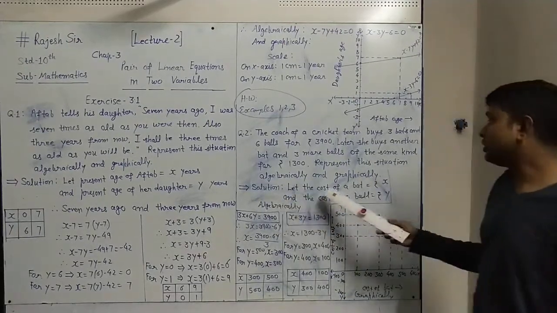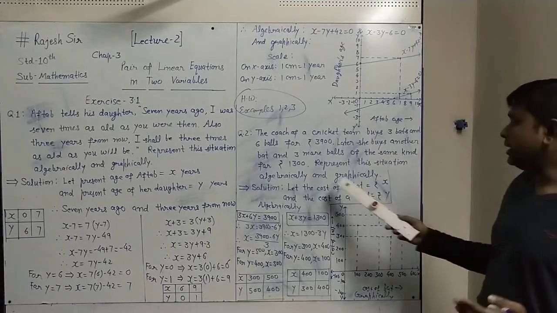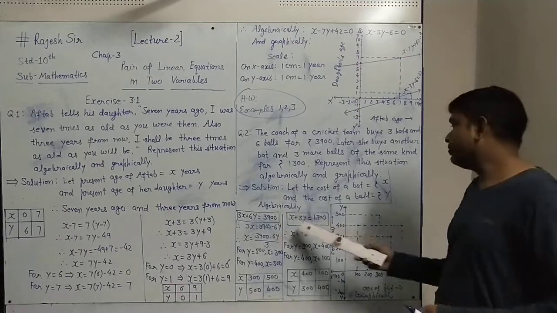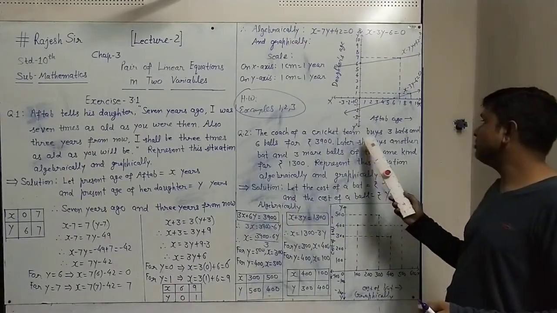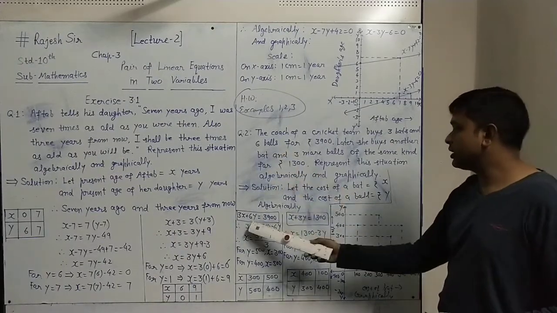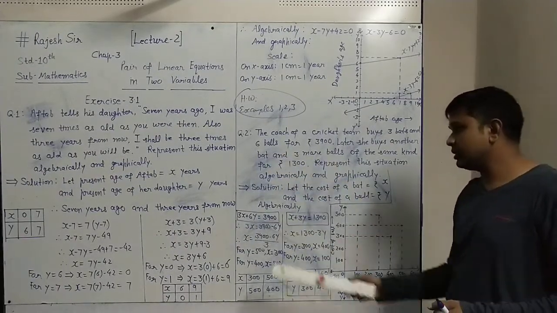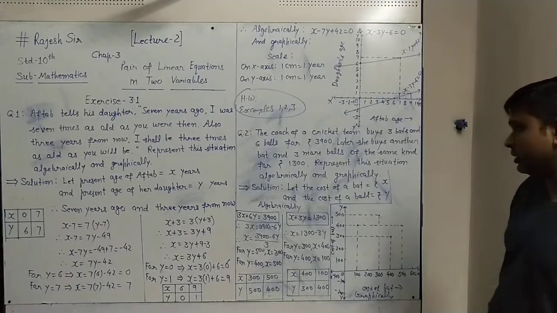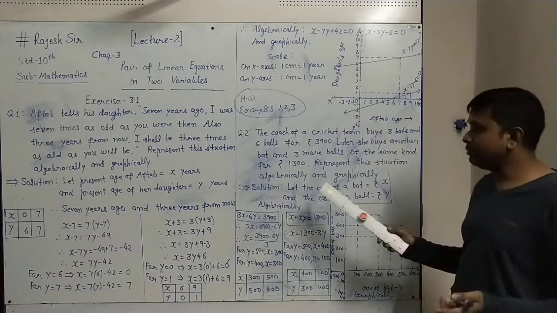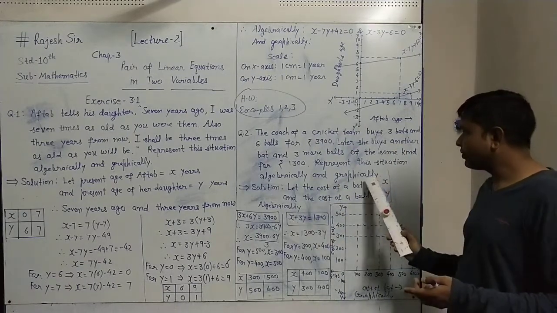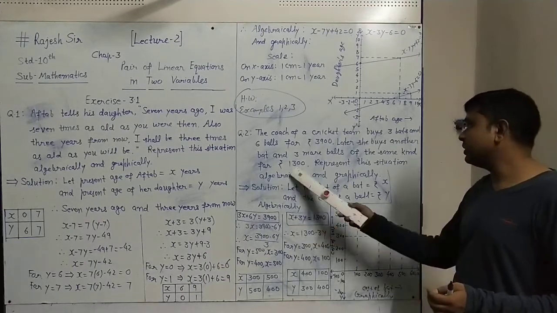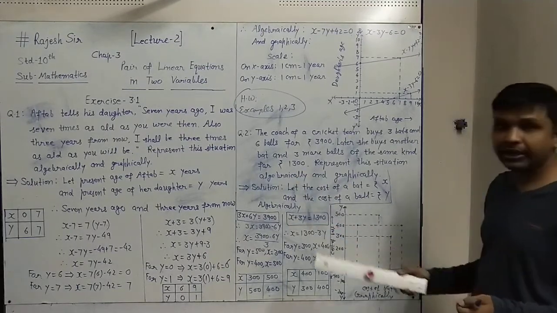So in solution, let the cost of a bat be rupees x and the cost of a ball be rupees y. So algebraically, first situation: how many bats does she buy first? 3 bats, so 3x plus 6 balls, so 6y equals 3900. This is the first algebraic equation we got. In the next situation, later she buys another bat, meaning 1 bat of x rupees and 3 more balls, so 3y, total cost equals 1300 she paid. So x plus 3y equals 1300. This is the second algebraic equation.